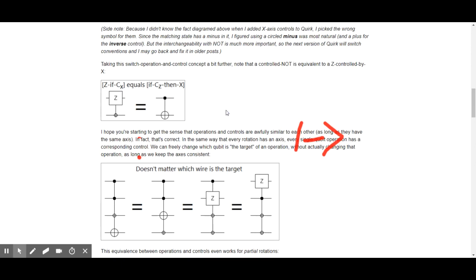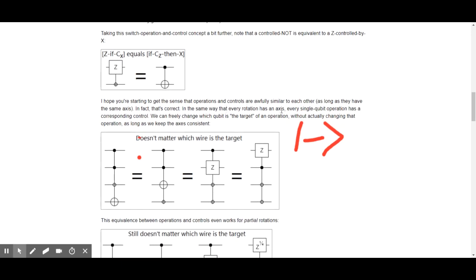I hope you're starting to get the sense that operation controls are... Yeah, that's true. I mean, they are awfully, because that was a really big mystery for me always when talking about the control Z. It's like, why does this behave differently than the control X, because the control actually has to do with an axis. I mean, that's kind of misleading because you're like, yeah, the control is like an if, right? Yes and no. It's apply the controlled operation if the controlled qubit is one. That's a way to talk about it, but it indeed means whether the controlled qubit is one on your measurement axis, right? In this case, it is the Z axis. As long as they have the same, in fact, that's correct.